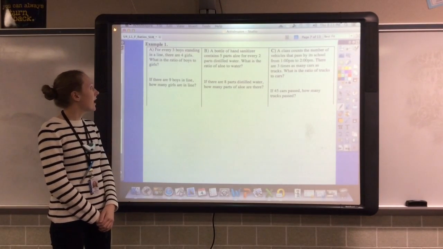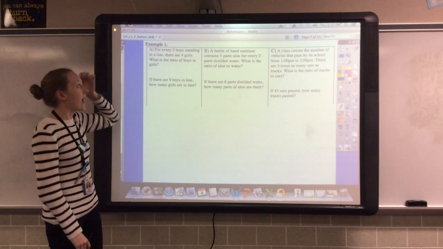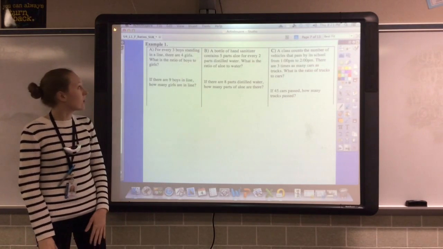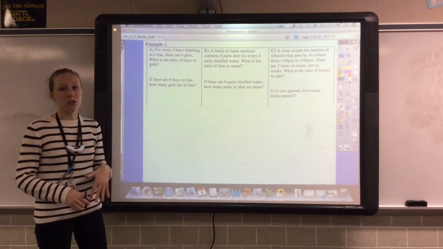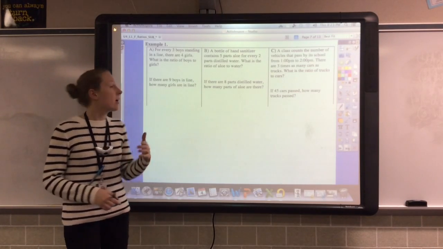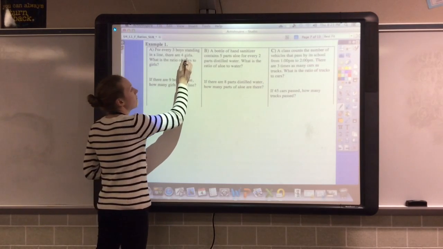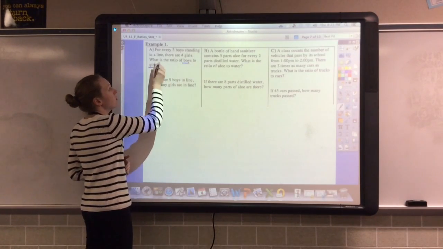Alright, so looking at example 1, letter A, it says for every 3 boys standing in a line, there are 4 girls. What's the ratio of boys to girls? Now the important thing here is we always have to look at that final question. It says, what's the ratio of boys to girls?